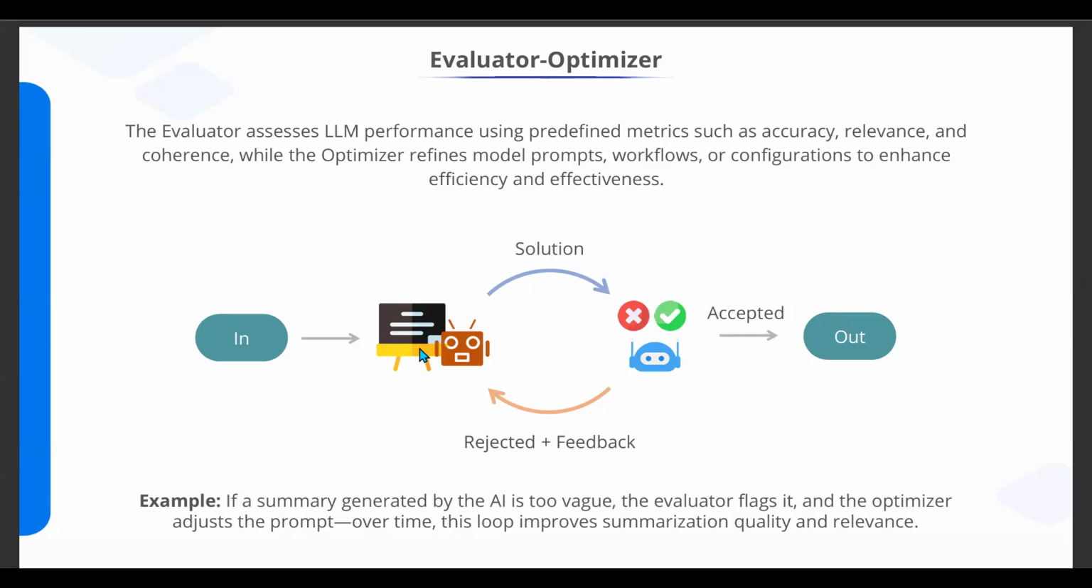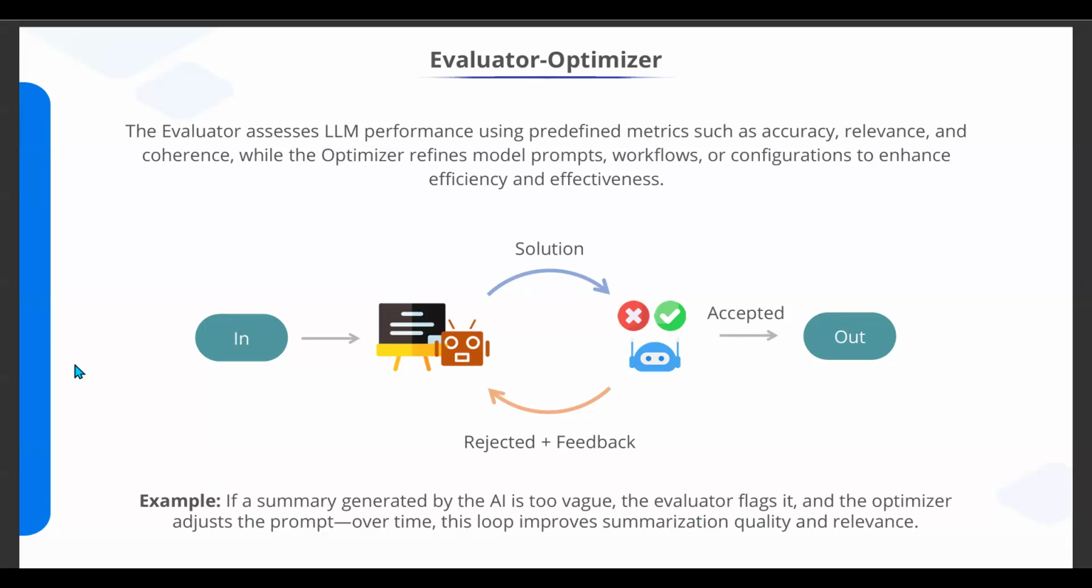It is all about a self-improving loop. You can see an example here. If a summary generated by AI is too vague, the evaluator flags it and the optimizer adjusts the prompt. Over time, this loop improves the summarization quality and relevance.